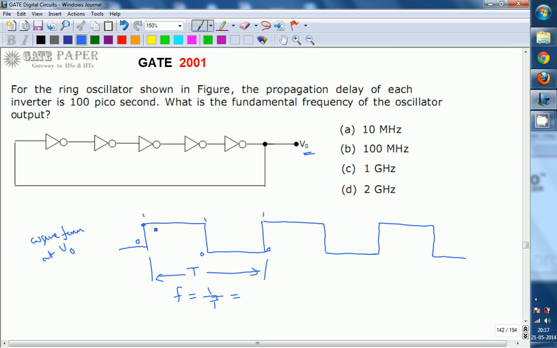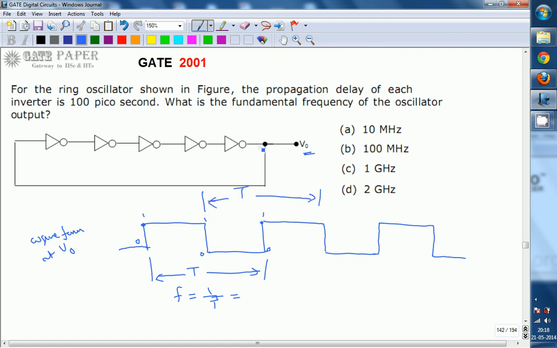So you must start from 1, it should go to 0, then 0 to 1. Otherwise you can start from 0, go to 1, and again come back to 0. One complete cycle is changing 1 to 0 and again 0 to 1. Otherwise 0 to 1, then 1 to 0, that is the complete cycle. Either way you can tell.